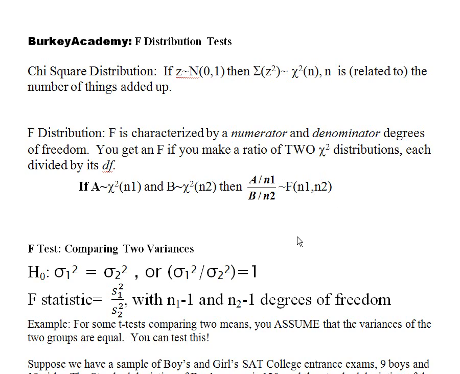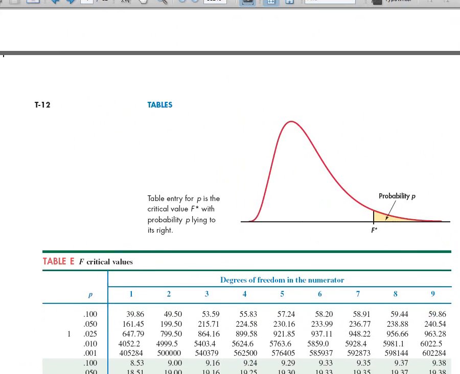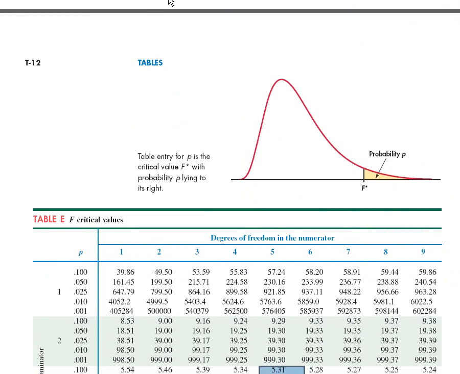And it has 2 degrees of freedom because the chi-squared on the top has a degrees of freedom, and the chi-square on the bottom has a different degrees of freedom. So an F has 2 different degrees of freedom that you have to use when you're looking up on a table. Now let's look at an F table to see how it works with 2 degrees of freedom.